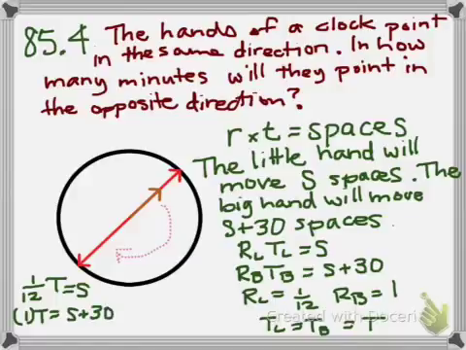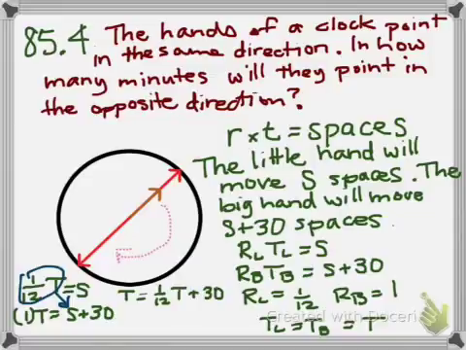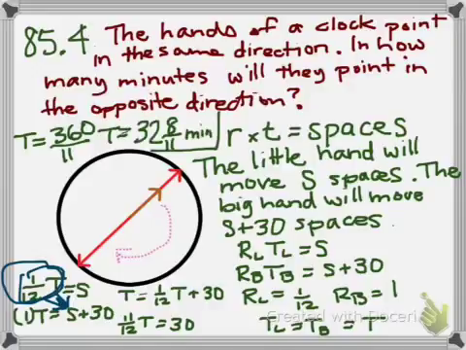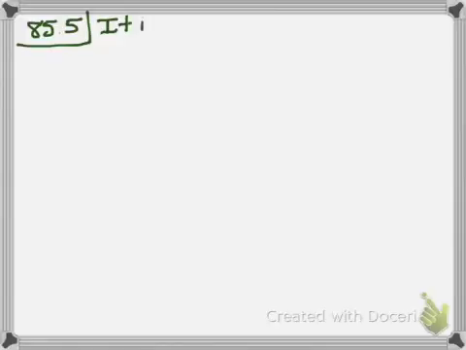So from here, we're just going to substitute in. So 1/12 T goes in for S, so we get T equals 1/12 T plus 30. We'll subtract 1/12 T from T, and we get 11/12 T equals 30. Then multiply by 12/11, we get 360 over 11 for time, which is 32 8/11 minutes. Let's do the next problem.